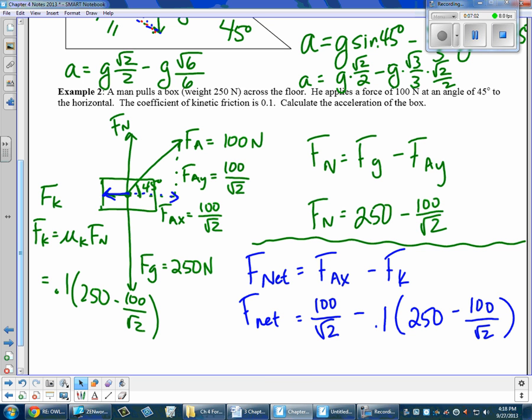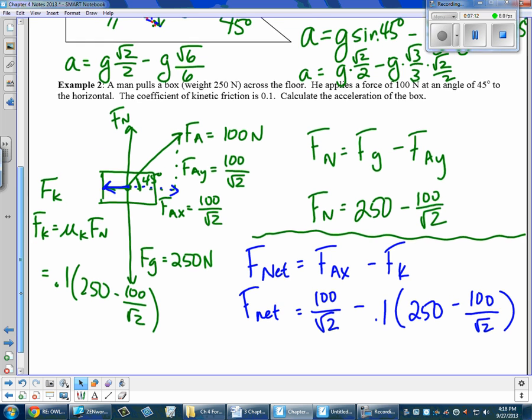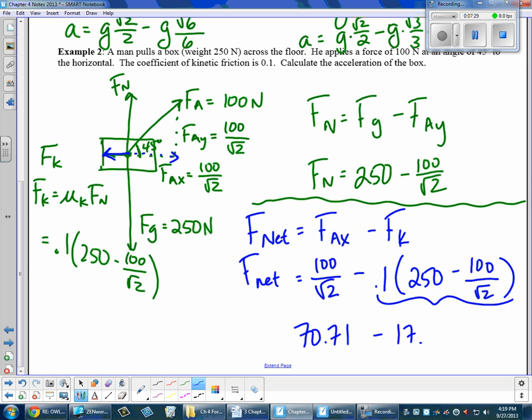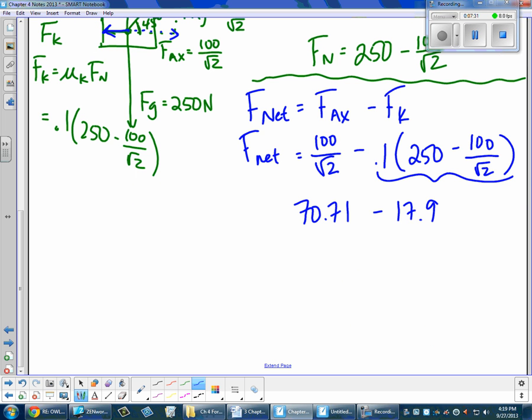I will pause at this point to get out a calculator, and I will be solving the rest of this problem with a calculator. Okay, so I've got my calculator handy, and I'm calculating 100 divided by the square root of 2 is 70.7. This term is equal to 17.9. 70.7 minus 17.92 gives us 52.79.